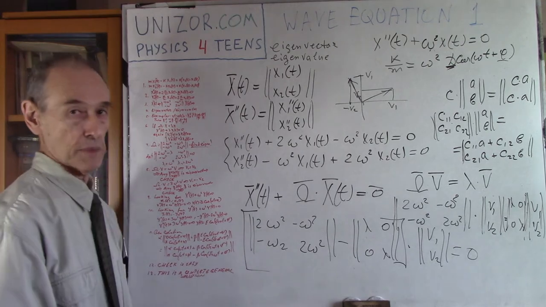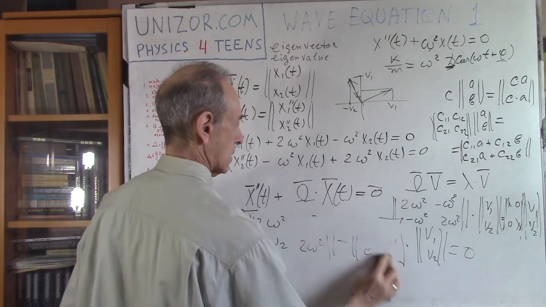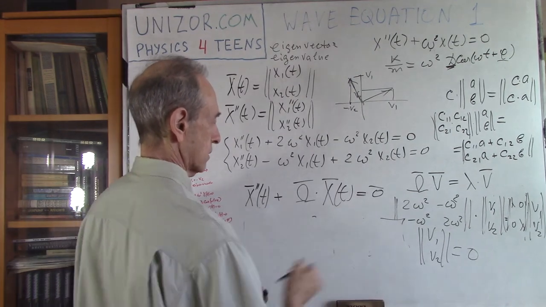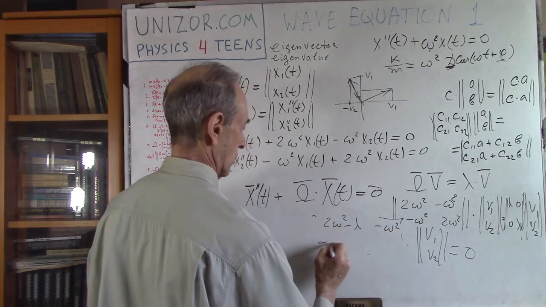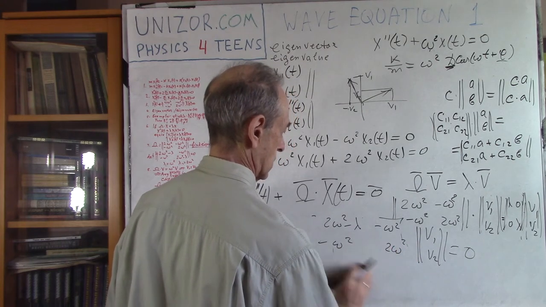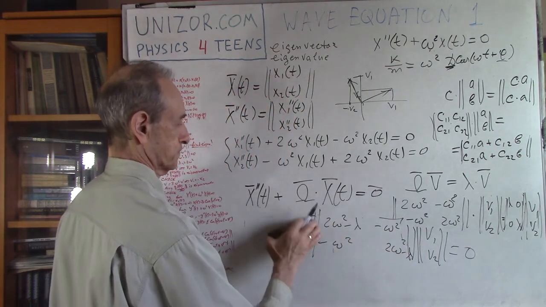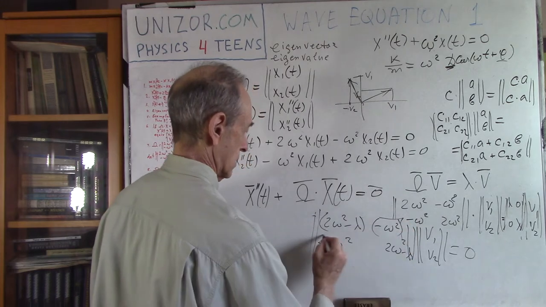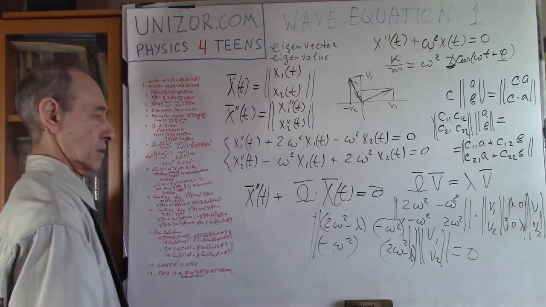What is the difference between two matrices? It's by component. So instead of this, I can write 2 omega square minus lambda, minus omega square, minus omega square, 2 omega square minus lambda. This is my matrix. So the new matrix, let me put it in parentheses. New matrix times this vector is exactly the same as this, right?